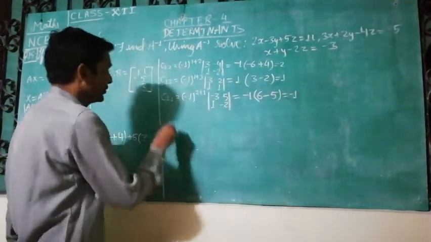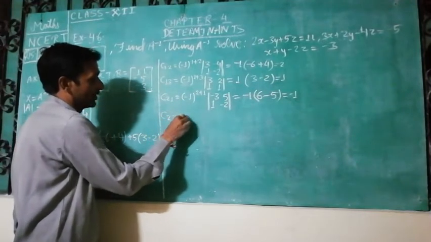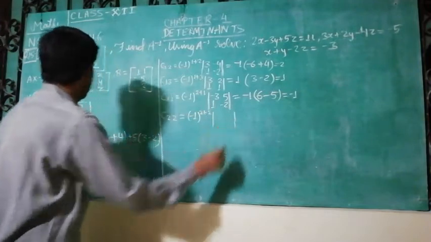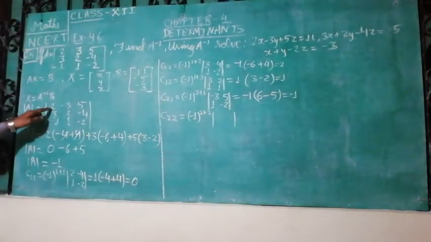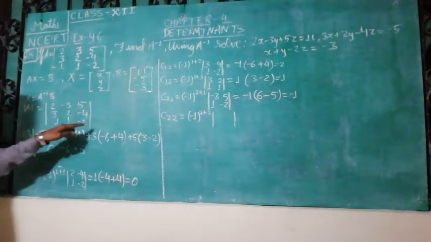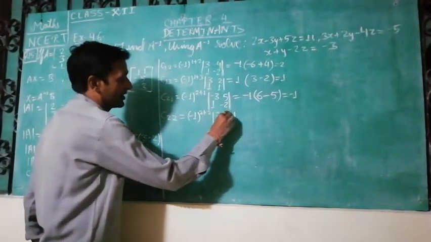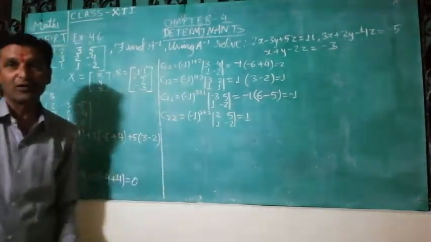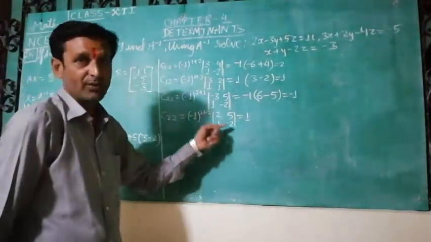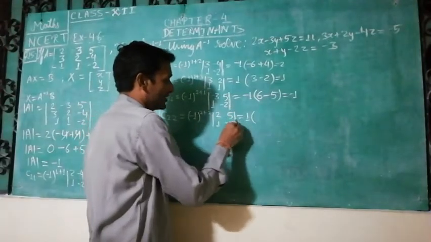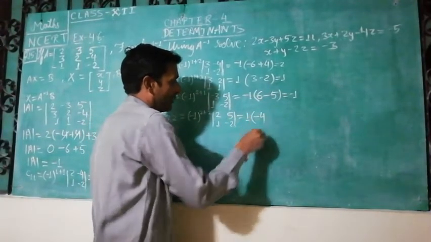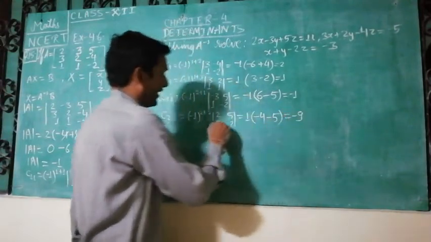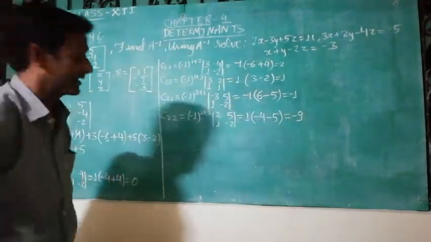Now C22 is equal to (-1) raised to the power 2 plus 2, which means second row and second column will be eliminated. The remaining elements are 2, 5 and 1, -2. After solving this we will get positive 1, because 2 plus 2 is 4, an even number, so (-1) raised to the power 4 is equal to 1. Then 2 into -2 is -4, and 1 into 5 is 5, so -4 minus 5 is -9. Now C23.